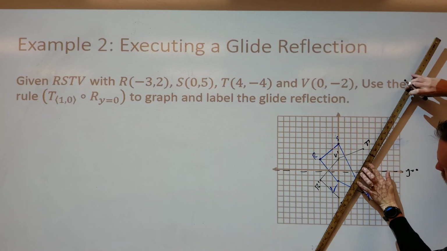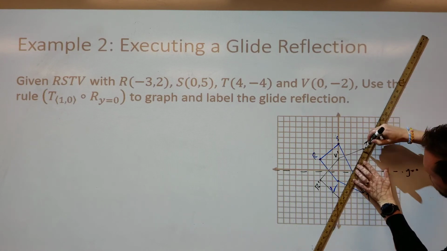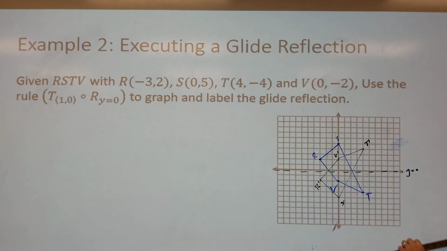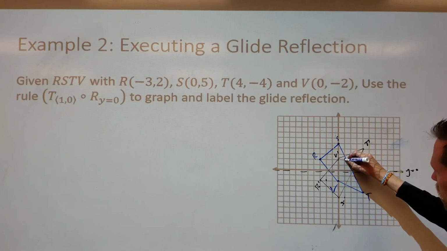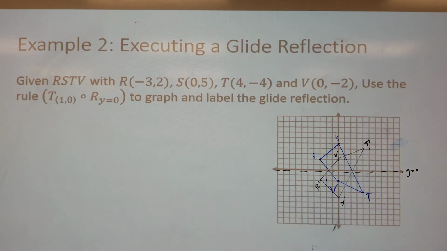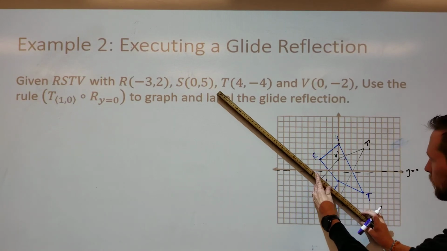I'm not very fast with my ruler, I apologize. We should be able to follow that. And then our translation is just to the right one. So we're going to take that black image and we're going to move it to the right 1 space to get our end result.